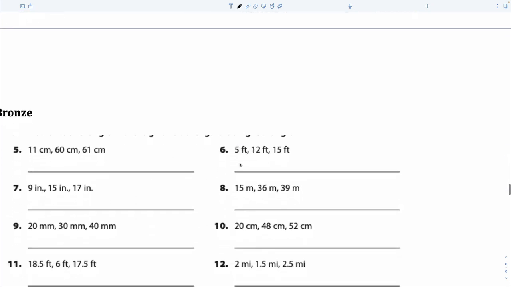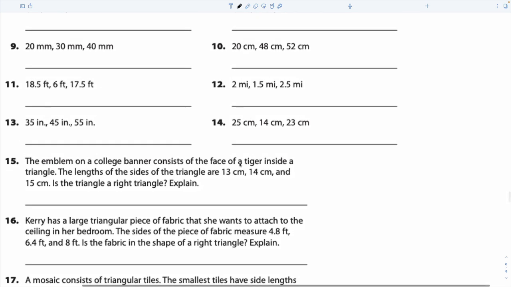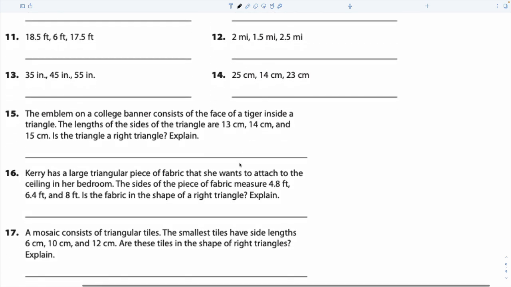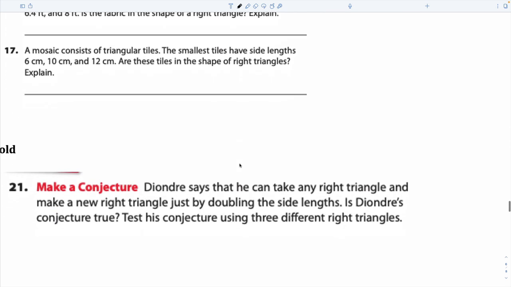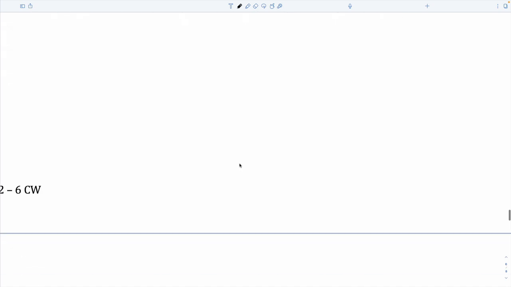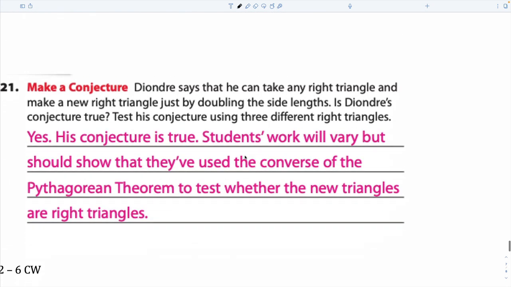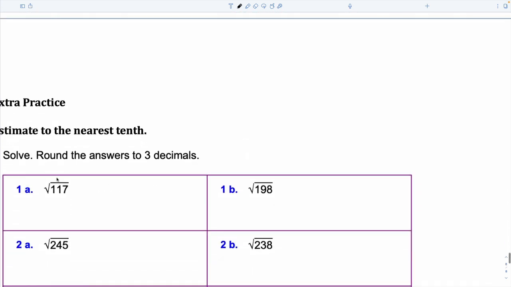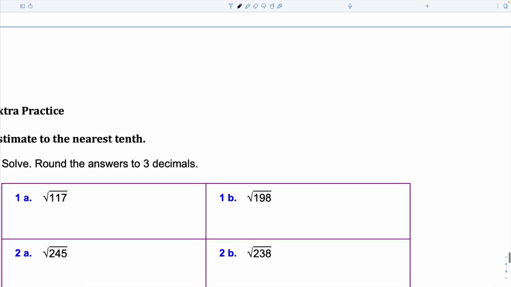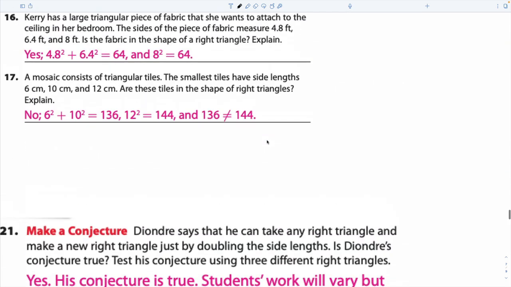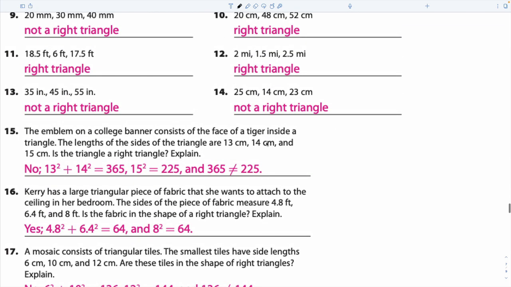Flip to bronze and get out your clock partners. If you finish all 17, this process is semi-automatic once you get the hang of it. Be careful of calculator blunders. You can move on to the extra practice page. You're going to round these to the nearest tenth. Ignore the last part. It says round to 3. Don't do that. Move to number 7 today.